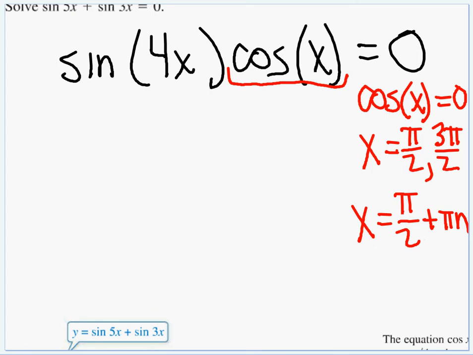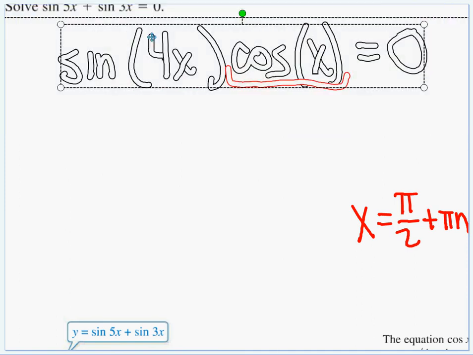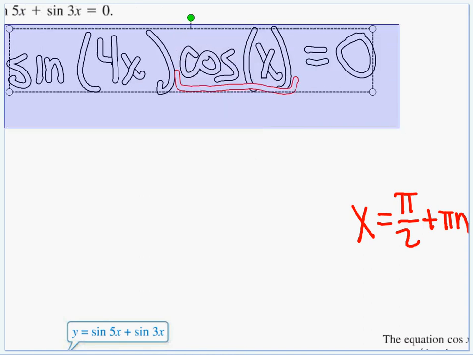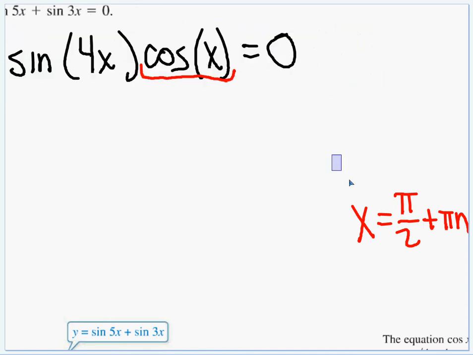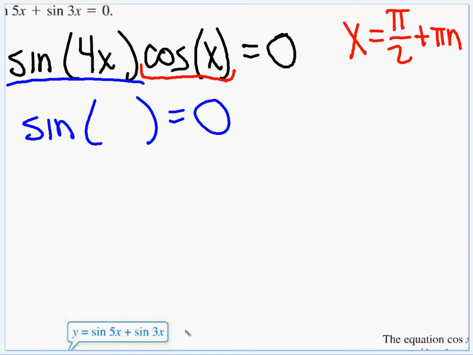Okay, so we got the easy one out of the way. Let me erase this. And I guess I can move this over here, maybe squeeze it down a little bit so I have some more room. Put this up here so we don't forget about it. Now, let's move on to this one. So we've got the sine of some angle is equal to 0. Where does sine usually equal 0?